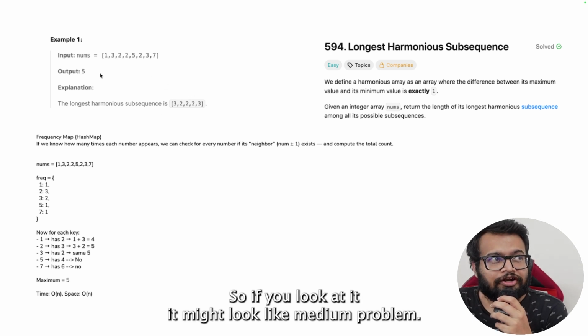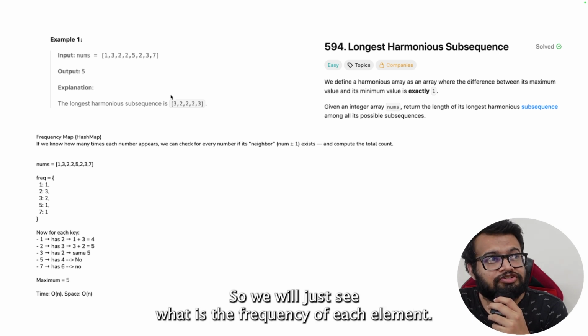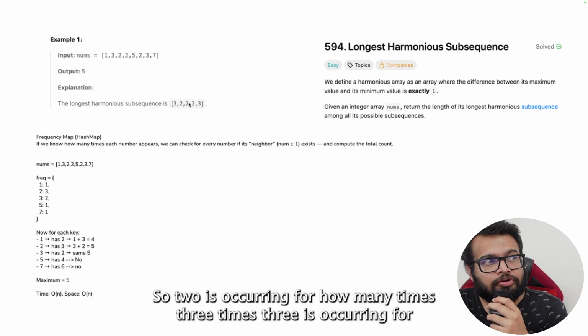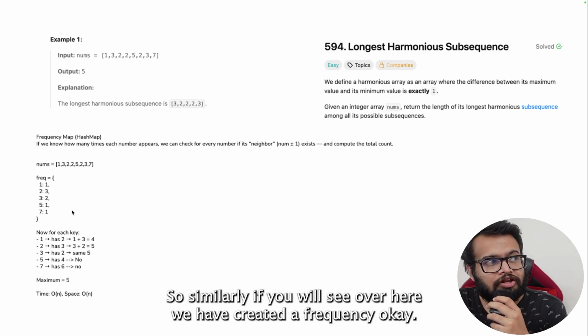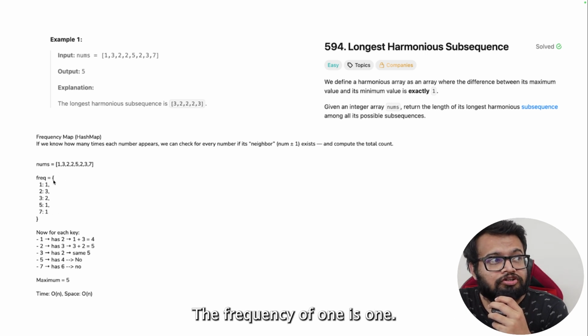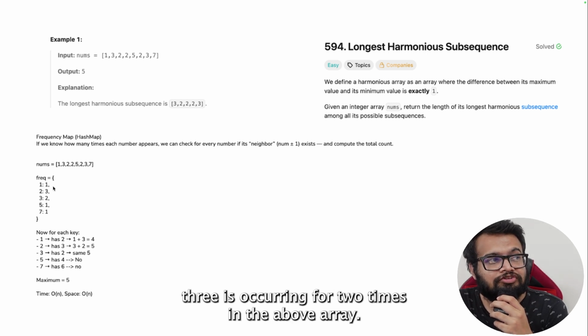So if you look at it, it might look like a medium problem, but it's very easy. You just need to create a hash map. So we will just see what's the frequency of each element. So 2 is occurring for how many times? 3 times. 3 is occurring for how many times? 2 times. So similarly, over here, we have created a frequency. That frequency of 1 is 1. 1 is occurring for 1 time. 2 is occurring for 3 times. 3 is occurring for 2 times in the above array.